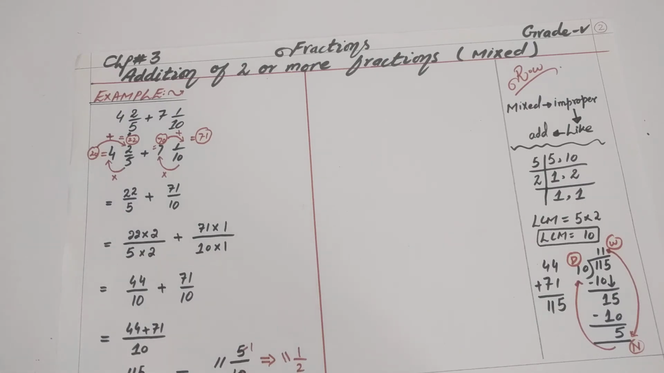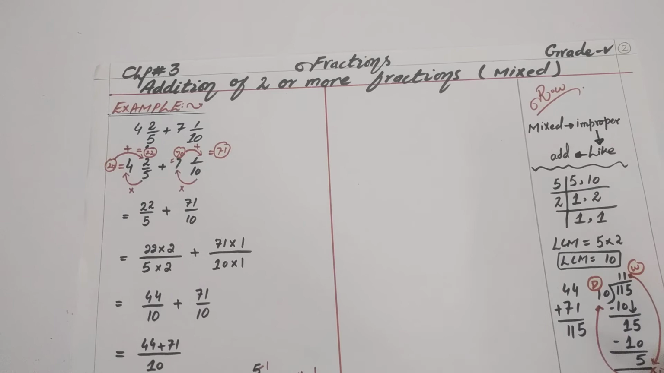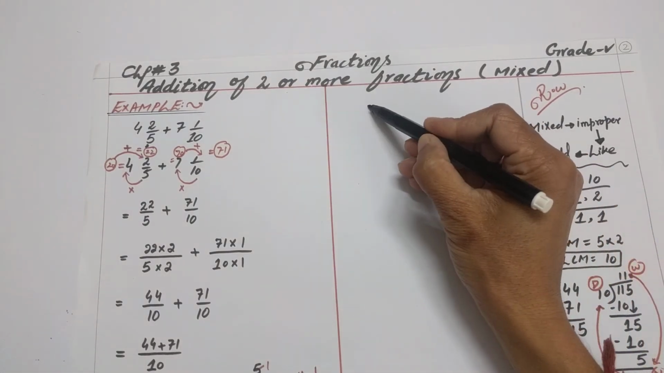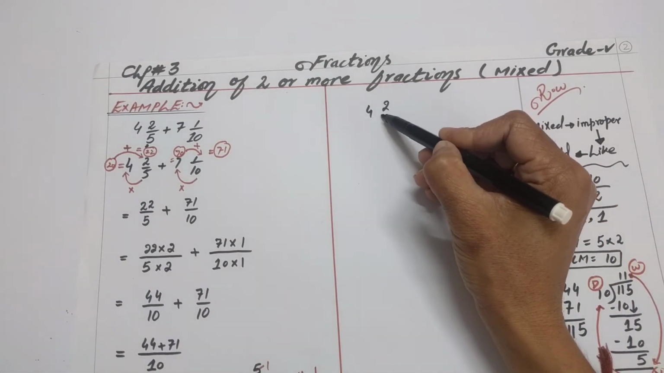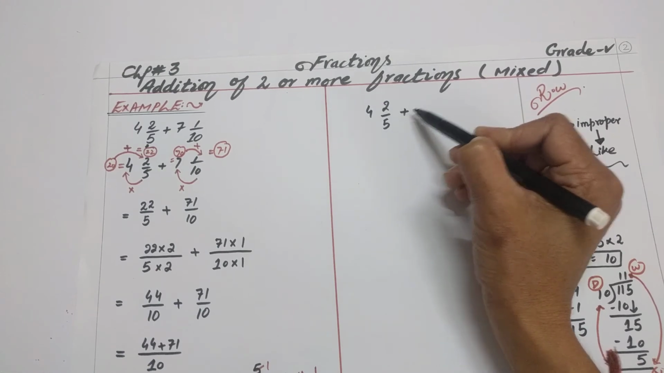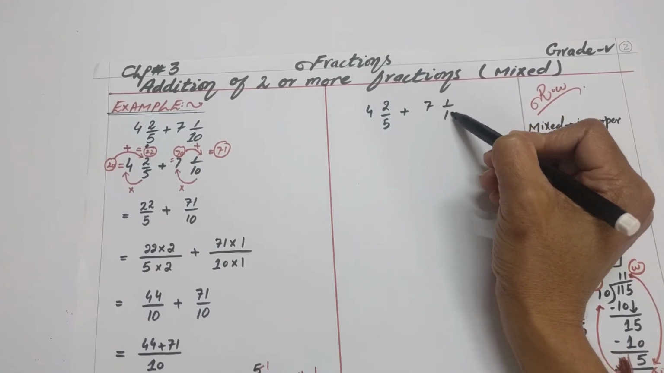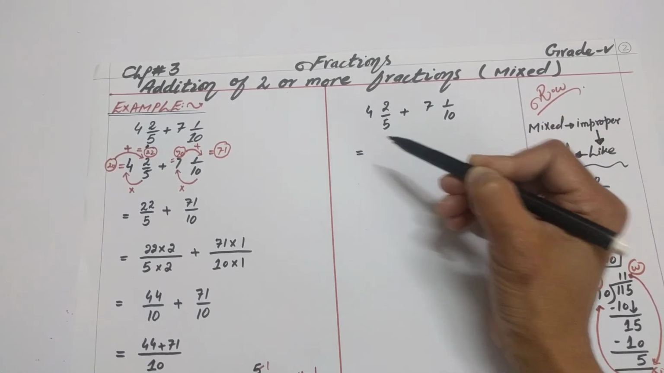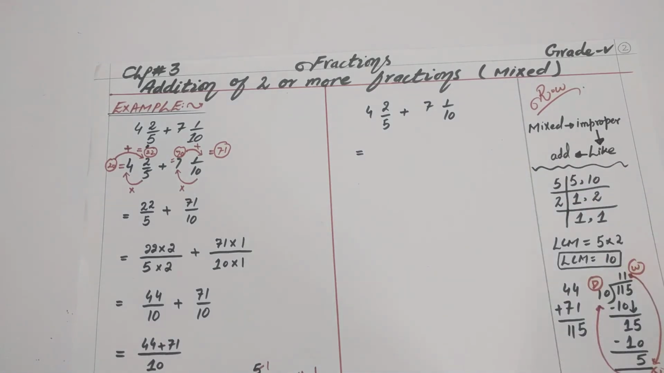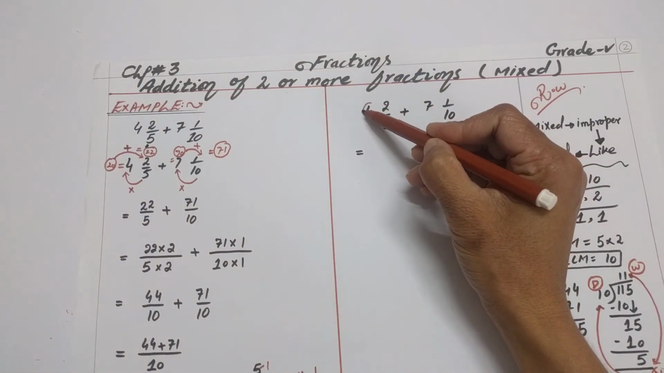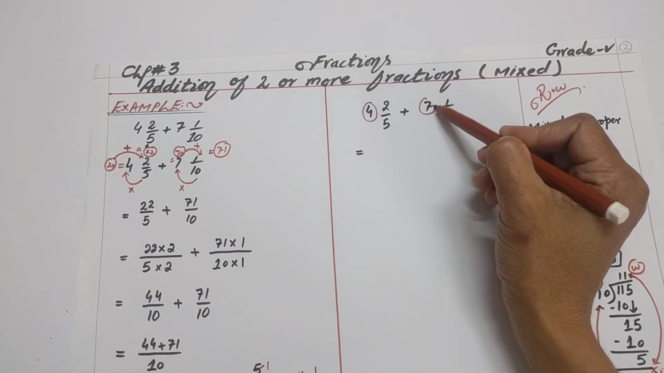I will also use the same example for the second method. What is the second method? Let's start. Second method is, I will write the fraction 4 2 by 5 plus 7 1 by 10. Second method is choose the whole number part. As in the mixed fraction we have two parts, one is the whole number and second one is the fractional part. Firstly, we will choose the whole numbers.